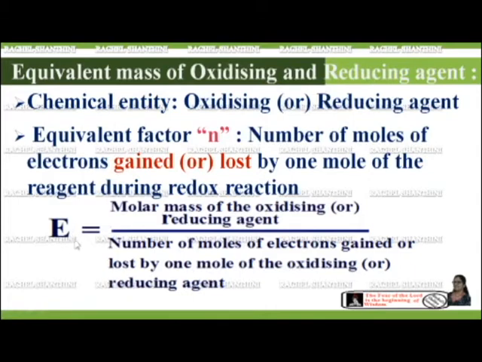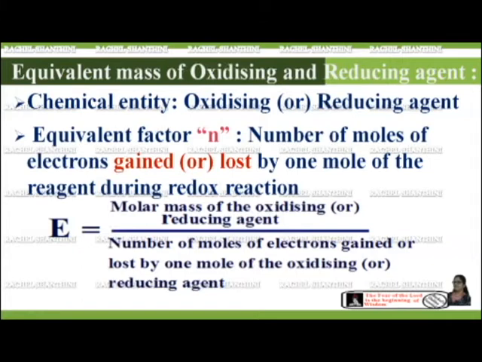Now let us find out the formula for calculating the gram equivalent mass of an oxidizing and reducing agent. From the general formula, we know that gram equivalent mass is equal to molar mass divided by equivalent factor. So the gram equivalent mass of an oxidizing or reducing agent is equal to the molar mass of the oxidizing or reducing agent divided by the N factor, which here is the number of moles of electrons gained or lost by 1 mole of the oxidizing or reducing agent. This is the formula to calculate the gram equivalent mass of oxidizing and reducing agent.